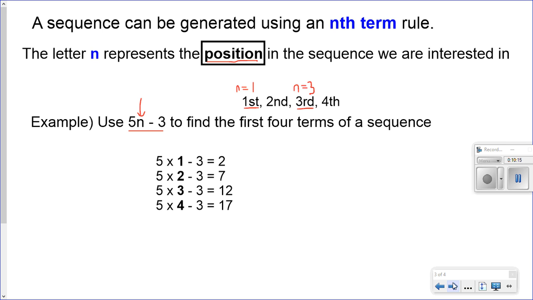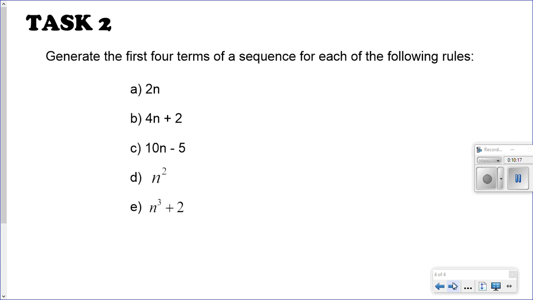What I'd like you to do now is have a look at the following 5 rules. And for the following 5 rules, I'd like you to find the first 4 terms. So you're going to generate a sequence of 4 terms, the first 4 terms, so the first, the second, the third, and the fourth, for each of the following rules.